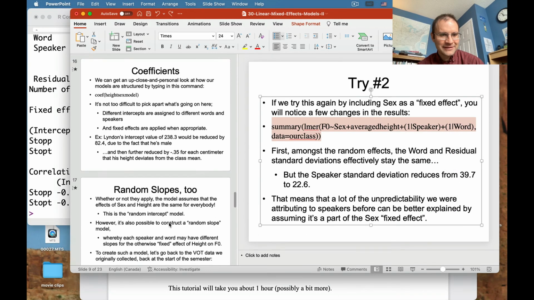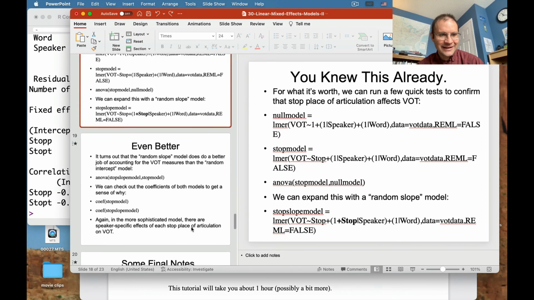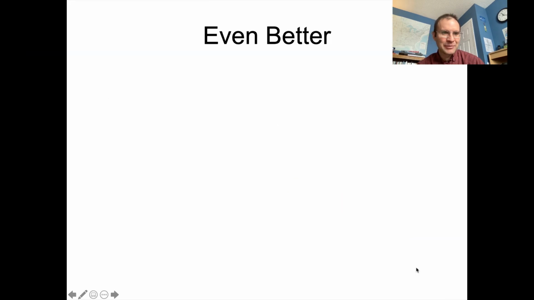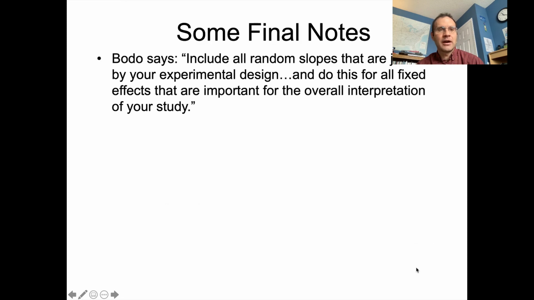Okay, where was I? Right, we did that, and we looked at the coefficients as well. And I'll just wrap up with the punchline for this part and say again, in the more sophisticated model with random slopes, there are speaker-specific effects of each stop place of articulation on VOT. So that's what you can get out of that. All right, so it looks like there's benefit to adding that feature to your model, and that's what Bodo says in the tutorial as well.